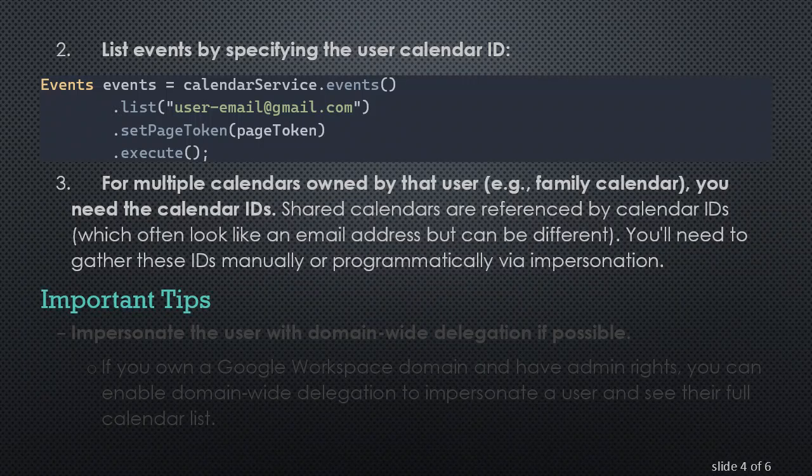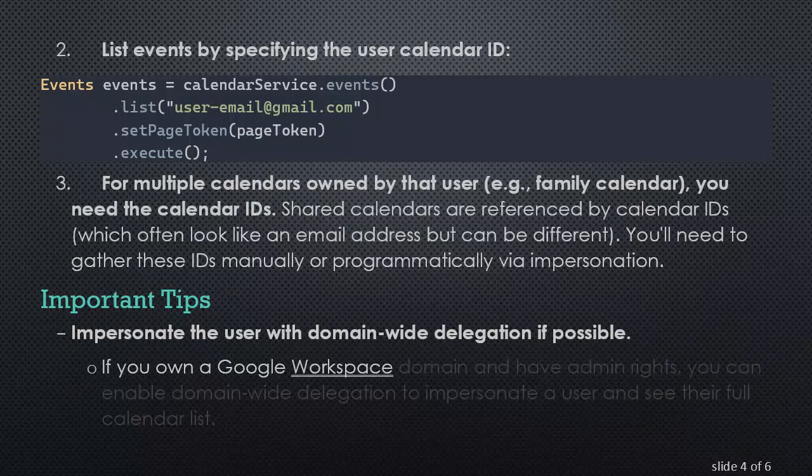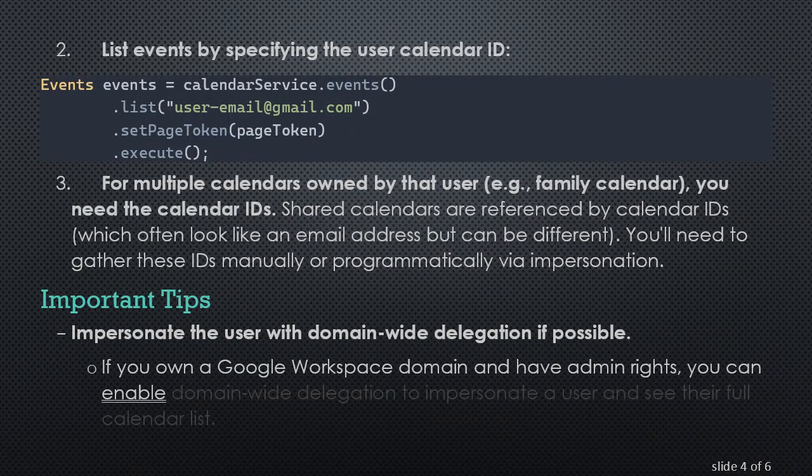Important tips. Impersonate the user with domain-wide delegation if possible. If you own a Google Workspace domain and have admin rights, you can enable domain-wide delegation to impersonate a user and see their full calendar list.